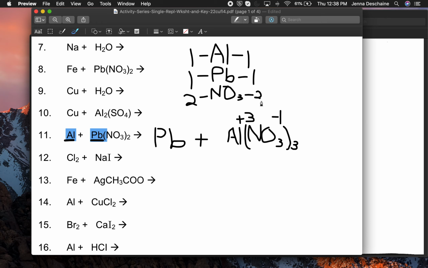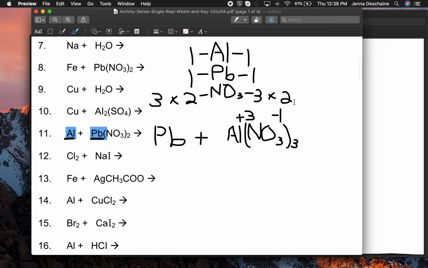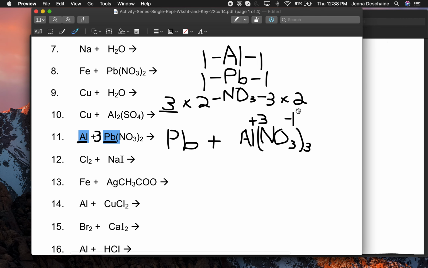So kind of like in the last video I did, you're going to want to balance these with the lowest common multiple, which happens to be 6. So I'm going to make sure that there's 6 nitrate ions on both sides, meaning that I'm going to multiply the left side by 3 and the right side by 2. All right, so I'm going to move this 3 in front of here with the lead. All right, 3 right there. I'm going to move this 2 in front of this aluminum right here.